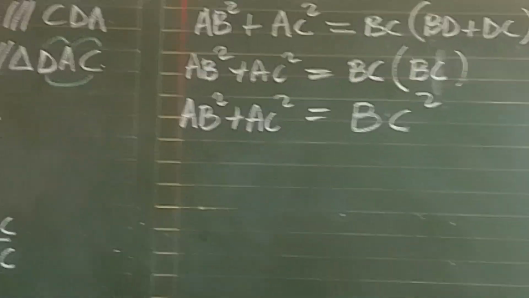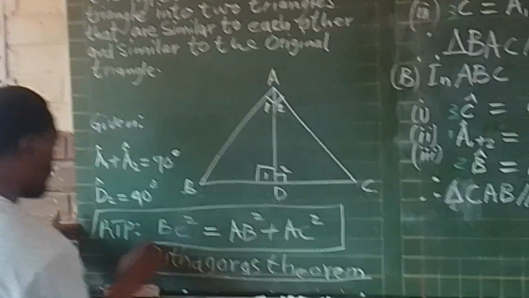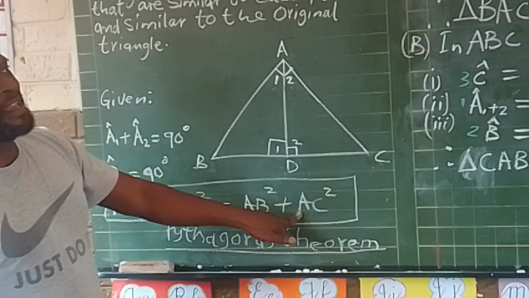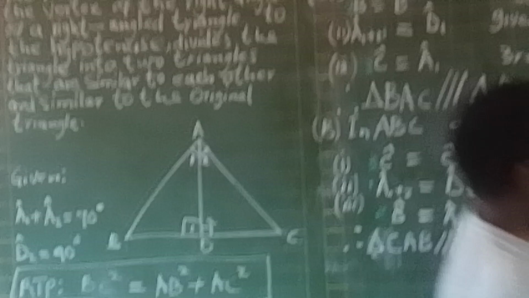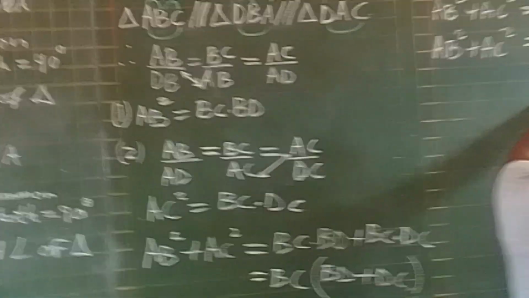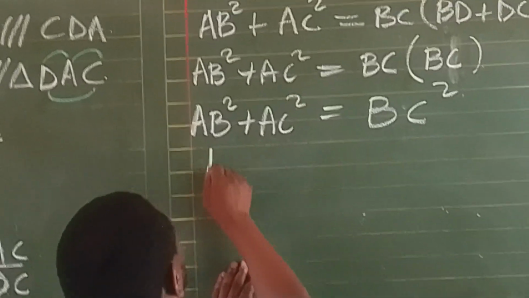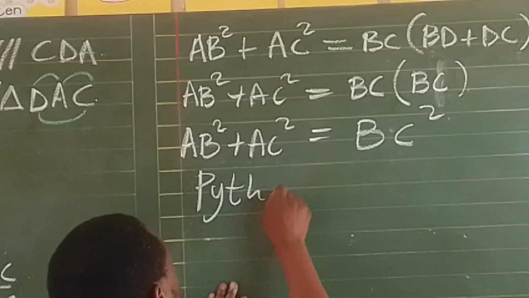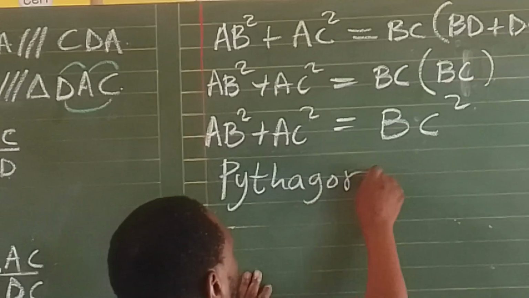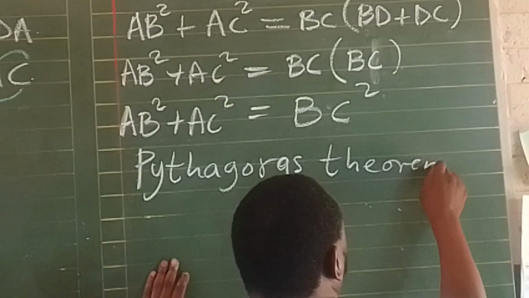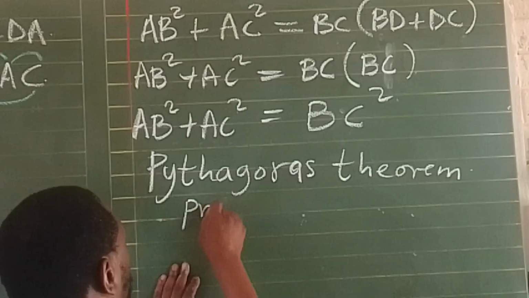We come to the required to prove. There you go. We are required to prove that BC squared equals to AB squared plus AC squared. There it is. BC squared is equals to AB squared plus AC squared. This is what we call Pythagorean Theorem Proof.